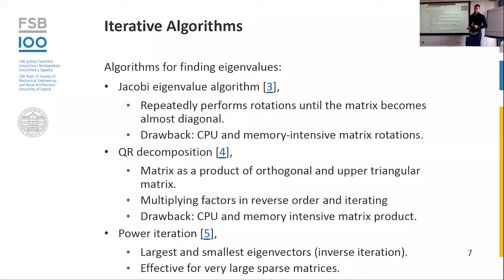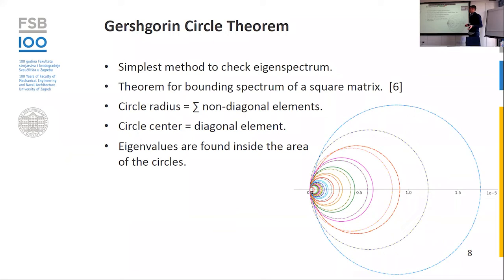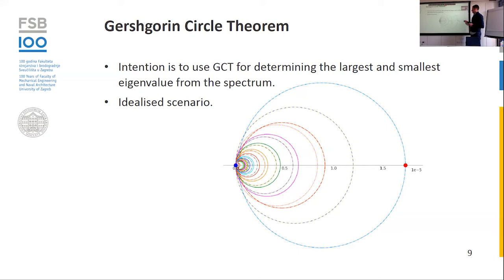But as an answer to these drawbacks, the idea was to use the Gershgorin circle theorem for finding the eigenspectrum. So what is actually this theorem? It is a theorem for bounding the spectrum of a square matrix. As we can see here on the picture on the right, these circles represent the area where eigenvalues would be. And how do we get these circles? We get the circle radius as the sum of all non-diagonal elements in the row of the matrix, and the center of the circle is the diagonal element. So the idea was to use the Gershgorin circle theorem for determining the largest and smallest eigenvalue. This picture shows an idealized scenario, which is not common in practice. As we can see, the red and the blue dots represent the smallest and the largest values. But this case probably wouldn't occur in real life.